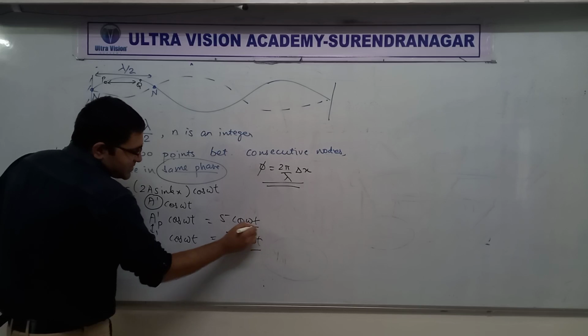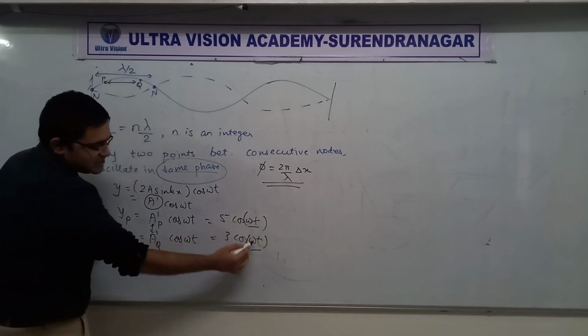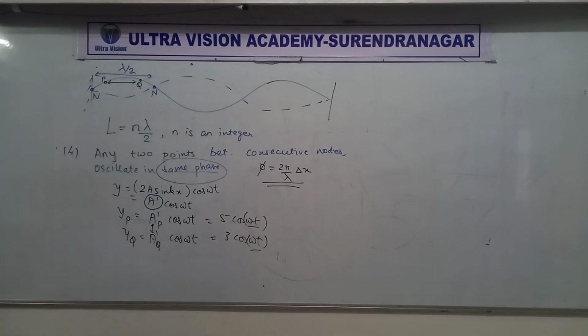Then what is the phase difference? This is called phase. I hope you remember. So what's the phase difference? Have a look at these two. What's the phase difference? It's 0. Understood? Phase difference 0 is clear because both angles are omega t. Right? So phase difference is 0. So that's the point number 4.